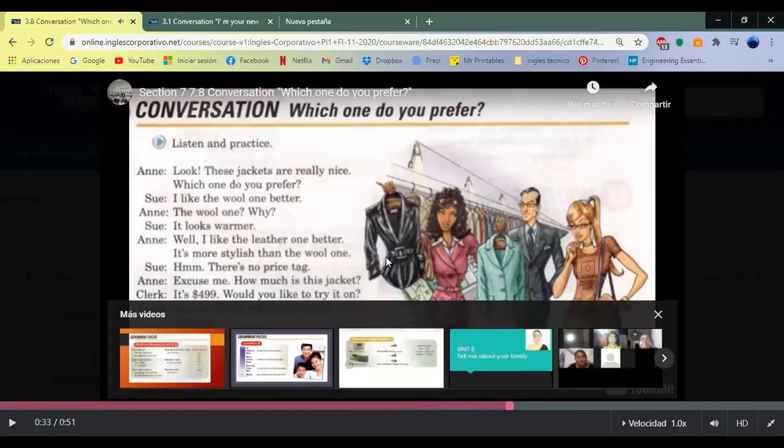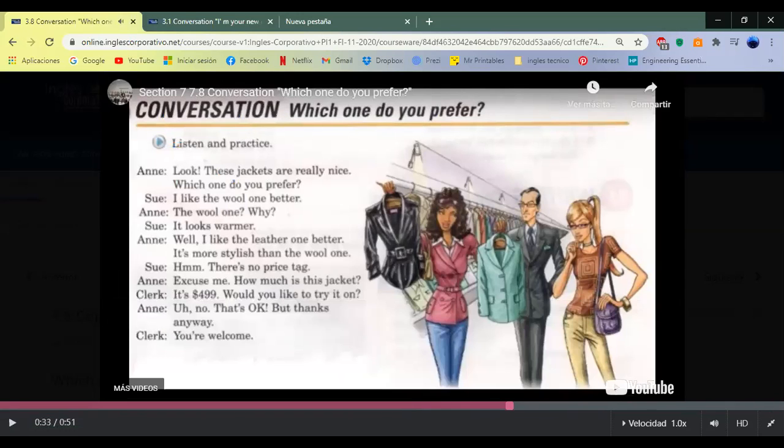Okay. It's 400. So you can see that basically here with this question, which one do you prefer? We are basically starting to make comparisons. Y aquí ya estamos comenzando a hacer lo que son comparaciones.